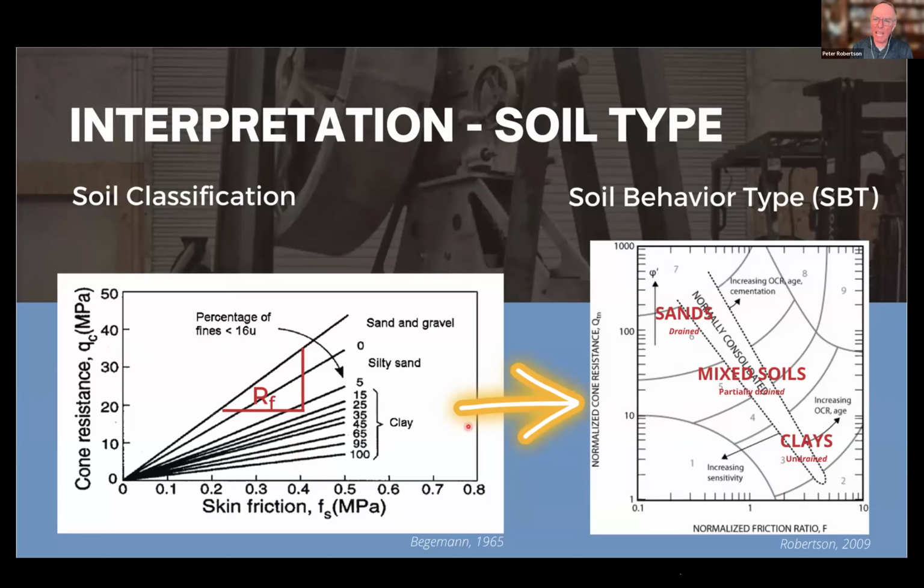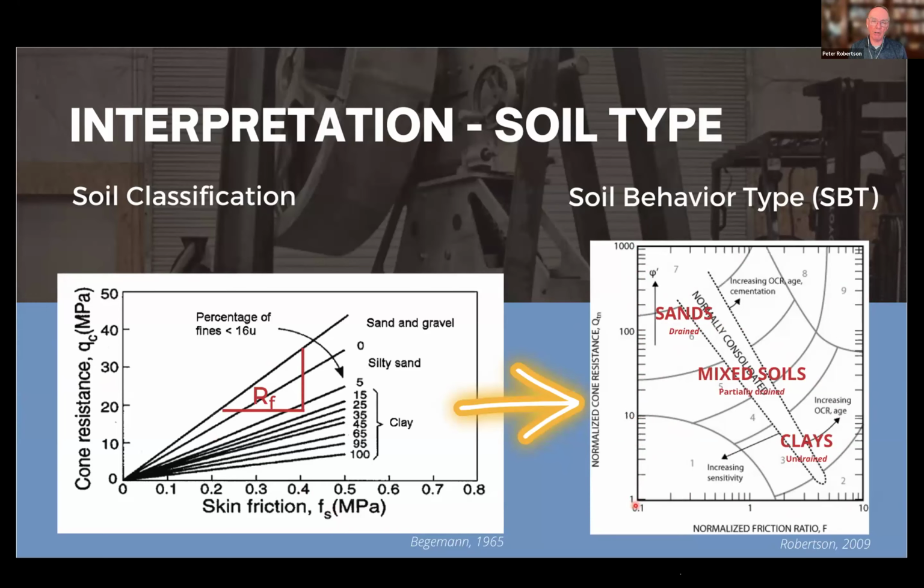And then in the 80s, we said, well, the slope of this line is actually the friction ratio. So the friction ratio is the sleeve friction divided by the tip resistance, in units of stress, as a percent. So it's the sleeve resistance divided by the tip multiplied by 100. And so that led to the development of this well-known soil behavior type chart, which has cone resistance on the vertical axis, which in the early days was just cone resistance. And then we realized, well, it should be normalized cone resistance. And then on the horizontal axis was this friction ratio.